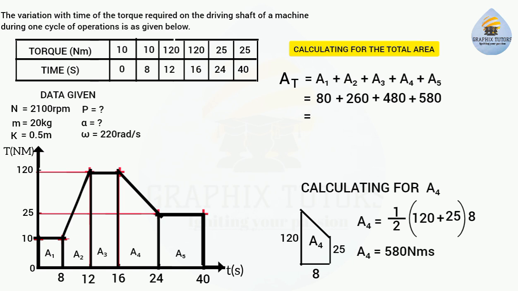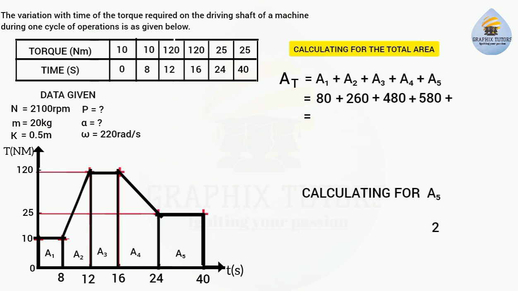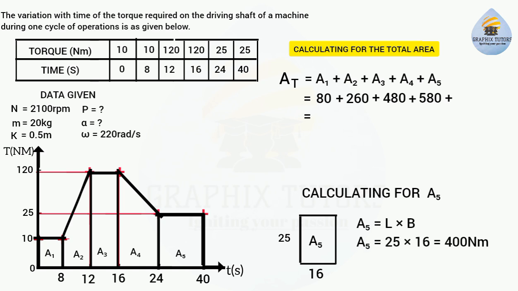Is that okay? Now similarly, we'll calculate for the area 5 here. Realize that it is a rectangle here, and you bring out the rectangle. The height here for the rectangle is given to be 25. The length here is the difference between 40 and 24, which is 16. So the area of the rectangle is length times the height that we have here, which is 25 times 16.